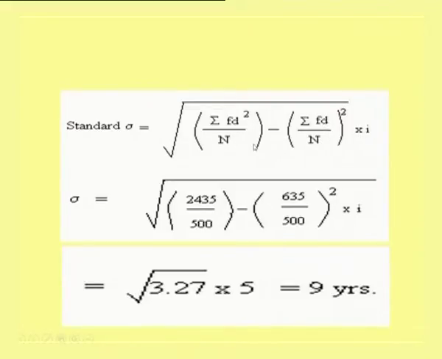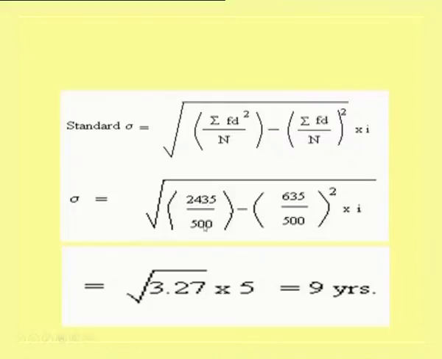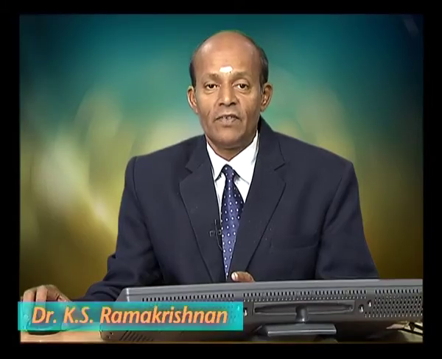So, if you substitute the values, summation f d square 2435 by 500 minus (summation f d 635 by 500) square, into I, and if we calculate, that is equal to 9 years. And therefore, my dear friends, the standard deviation of this data set is 9 years.